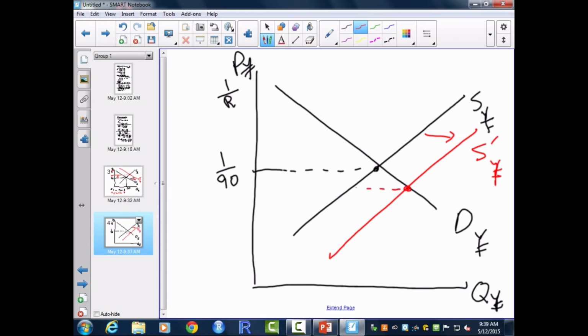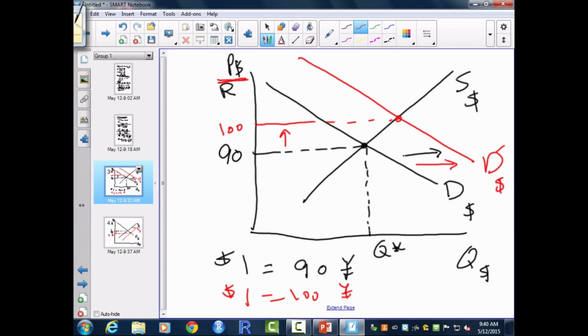The new equilibrium, what would it be? 1 over 100 of a US dollar, right? So the value of Japanese yen goes down, which is the same as what we had in this picture, value of dollar going up. Dollar goes up from $1 equal 90 to $1 equal 100. Right? Dollar is getting stronger.